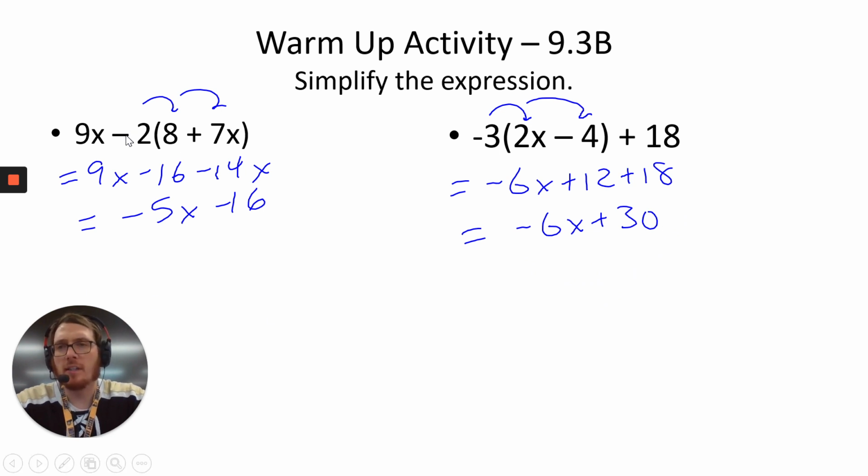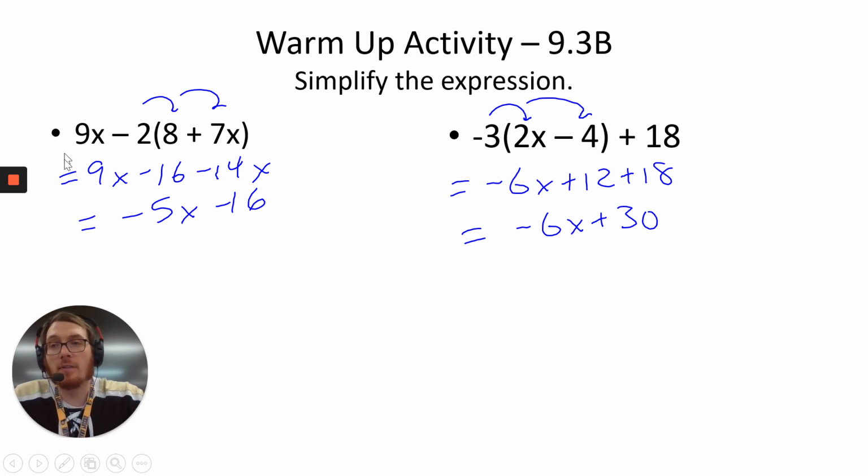The one on the left side, the most common mistake is not dealing with this minus sign in front of the 2. So really, if you do keep, change, you can make this plus negative 2. And so really, I'm distributing a negative 2. So negative 2 times 8 is a minus or negative 16. Negative 2 times 7x is negative or minus 14x.